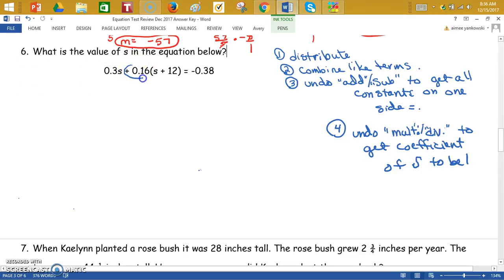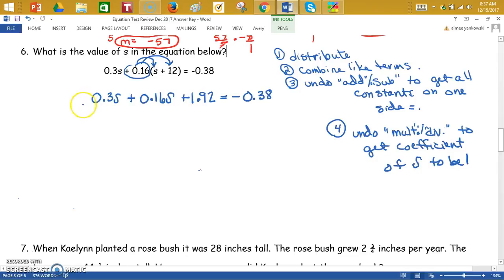My step 1 would be to distribute the 0.16 through the parentheses. So I still have this 0.3s plus 0.16 times s is 0.16s plus 0.16 times 12 is 1.92, and that's going to equal negative 0.38.